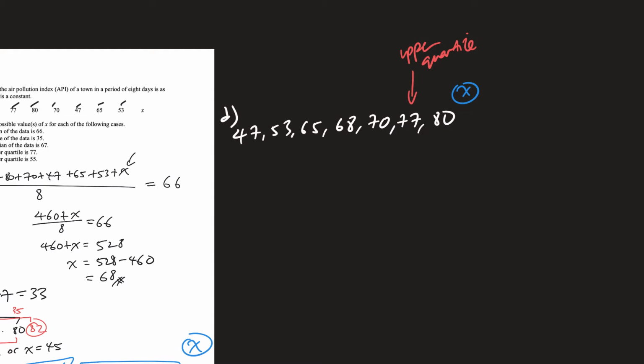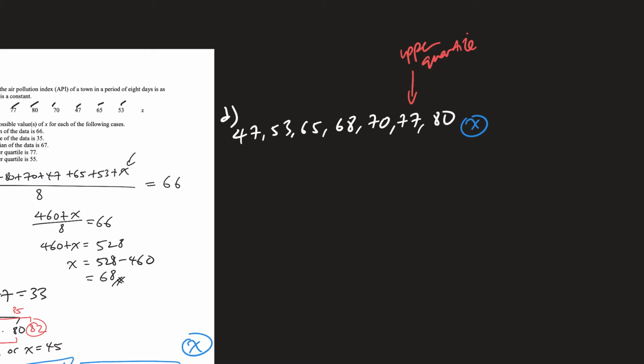Okay, so it's a bit tricky, but let's see what happens. What if x was here? Then where would my upper quartile be? Then you'd say that my median would be here, right? 4 numbers on the left, 4 numbers on the right, and my upper quartile will therefore be here in between, and that's not 77. That means x cannot be there, right?